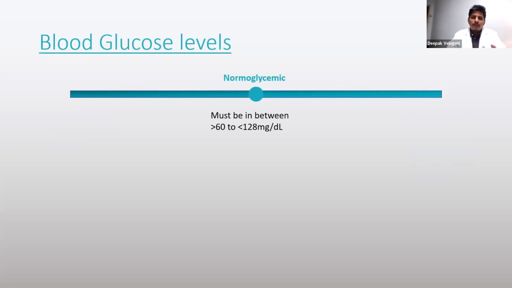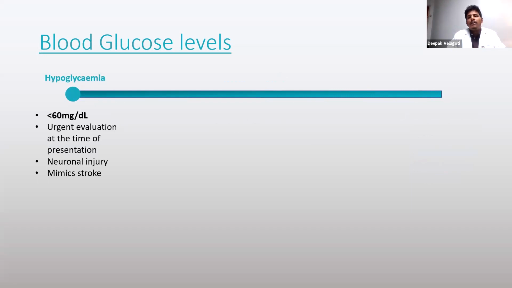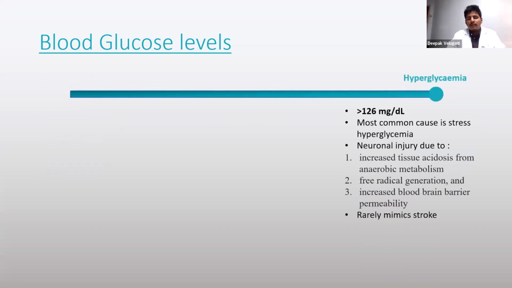And the patient's blood glucose level should be maintained within 60 to 128 milligrams per deciliter, because in case of less than 60 milligrams per deciliter, the patient can develop hypoglycemia, which itself can cause a neuronal injury and can cause stroke, and it also mimics stroke. In case of hyperglycemia, it is a usual finding because of the stress hyperglycemia, and at the cellular level, the patient will have increased tissue acidosis from anaerobic metabolism, free radical generation, and they can also have increased blood-brain barrier permeability, and it rarely mimics stroke.